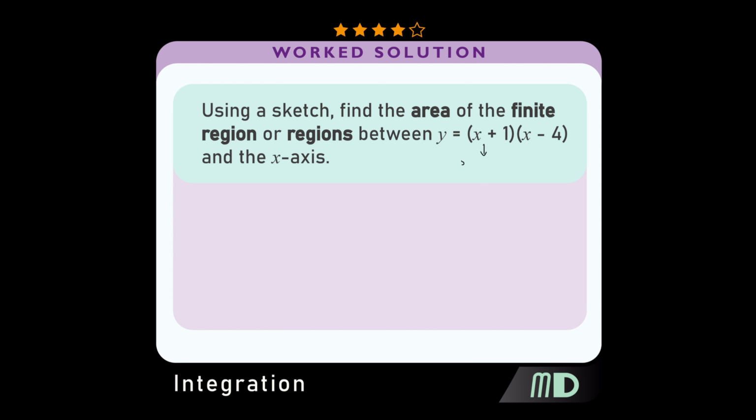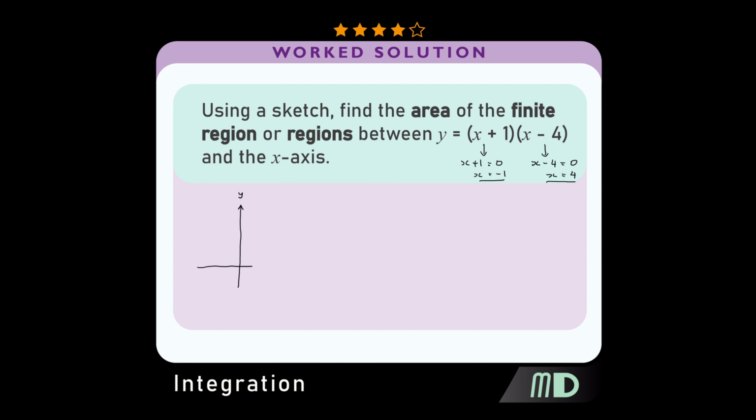Equating x plus 1 and x minus 4 to 0, we can find the points of intersection with the x-axis for the function, and x is therefore equal to -1 and 4. These points also represent the limits between which we're going to integrate. The equation is a positive quadratic function, which means that it's a U-shaped curve called a parabola, with a vertex at the bottom, representing the minimal value of the function.